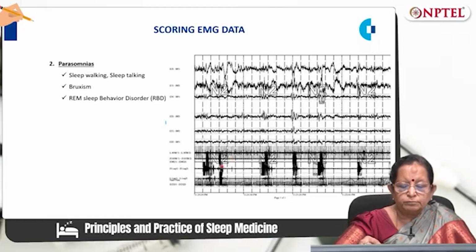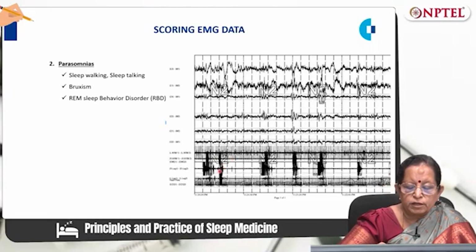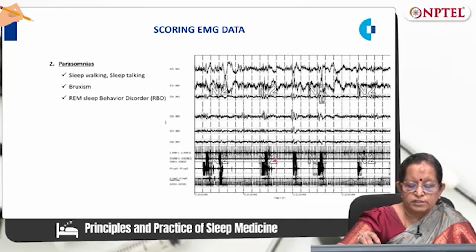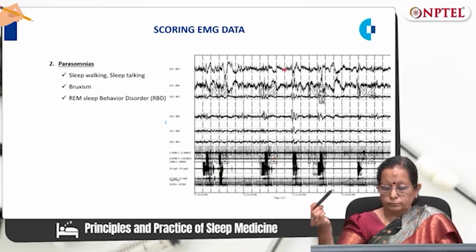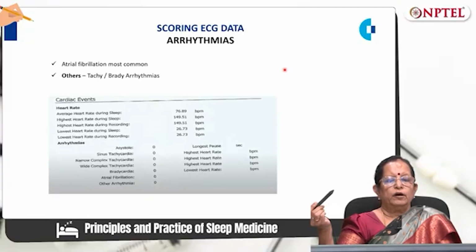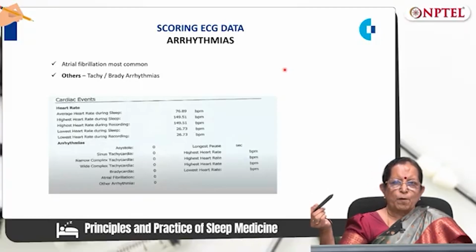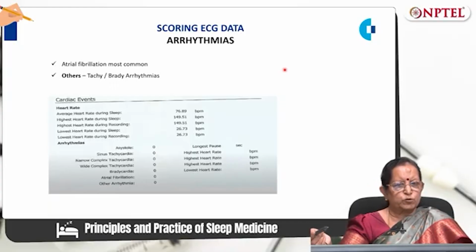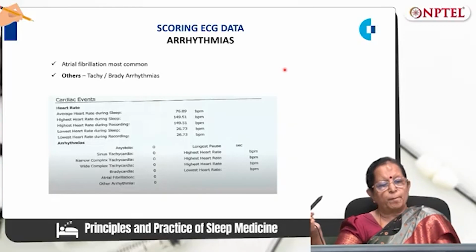Here you can see usually in parasomnias, limb movements, leg movement, you can see right leg movement, arm movement. Here you can see, especially in N2 stage. Then coming to the ECG data, ECG data will denote arrhythmias if any are present. Atrial fibrillation is the most common. Others like tachy and bradyarrhythmias could be detected by seeing the ECG data.